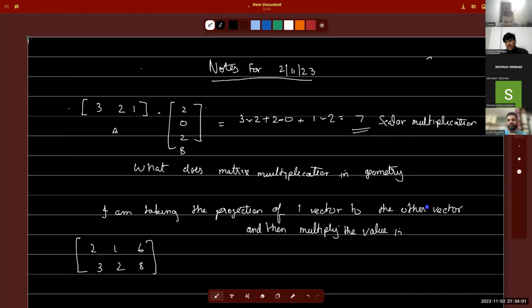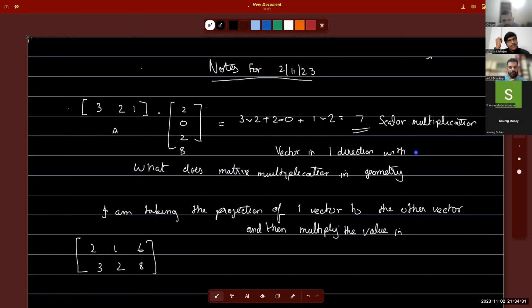Because 7 is just a single component, can we see this thing as a vector in one dimension with magnitude 7? Can we see it? A vector in one dimension with magnitude 7, yeah, 7 times 1.